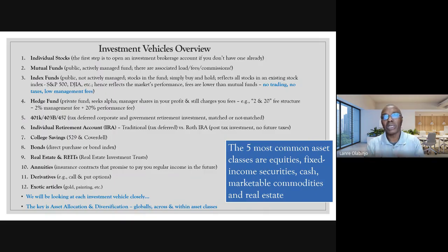So I'm not completely exposed to the performance of one company to determine my returns in the long run. So that's really what a fund is. You own multiple companies with the same investment.